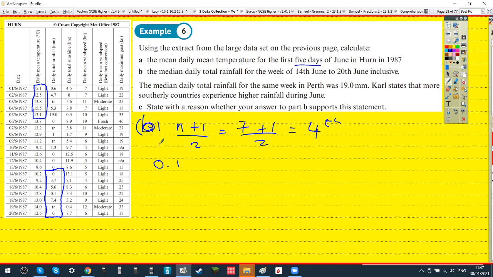That's B. And then, okay, how about C? So that was median daily total rainfall in Herne, which is in England. It doesn't support the statement. Why not? Because in Perth it was 19 millimeters of rainfall for the same week, but in Herne it's 4 millimeters, the median of rainfall, meaning that there's way less in Herne than Perth, even though they're both in the south.